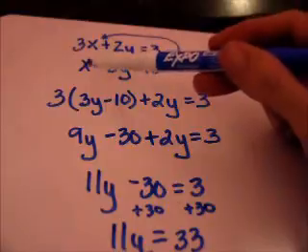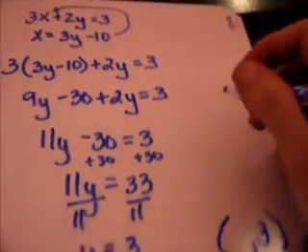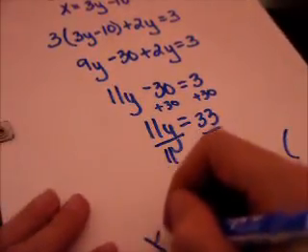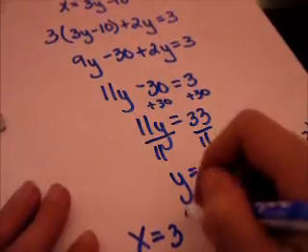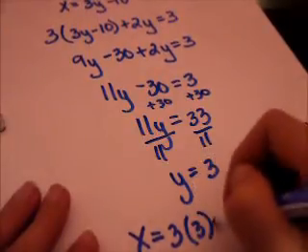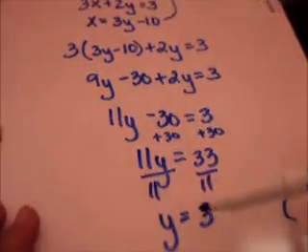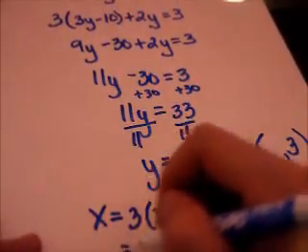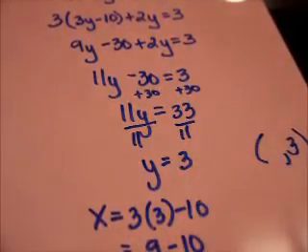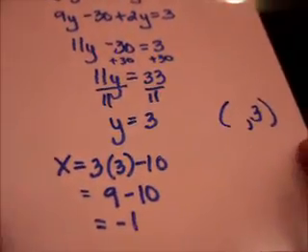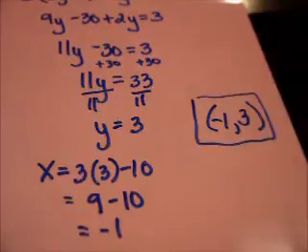I kind of like it when it's this one, so it would be x equals 3 times y minus 10, which is 3 times 3 minus 10. So I took this up here, okay? See that? And put it down here. And so that equals 9 minus 10, which equals -1. Okay? So that means we found the second half of our answer. So our answer is (-1, 3).